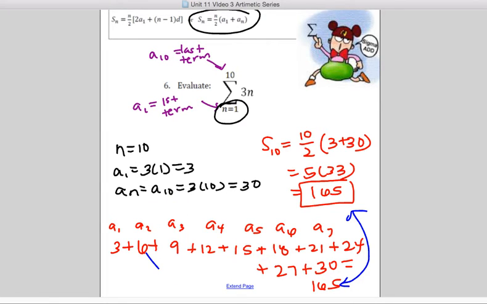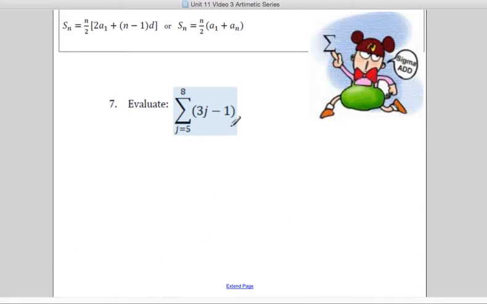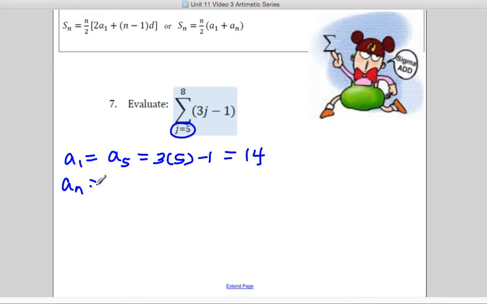All right, this one. Okay, so in this case, my first term is when I plug in 5. Okay, so my a sub 1 term is whatever I plug in the bottom number. So a sub 5 will equal 3 times 5 minus 1, so 15 minus 1 is 14. My a sub n term is when I plug in my top number, so a sub 8 equals 3 times 8 minus 1. That's going to go ahead and give me 23.